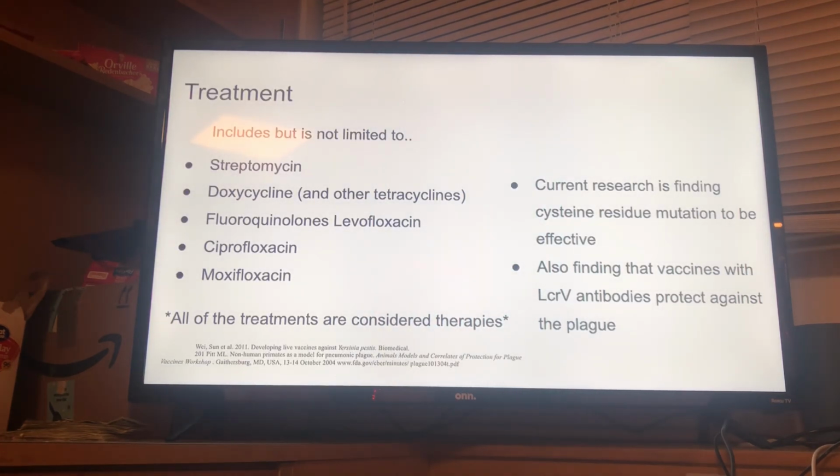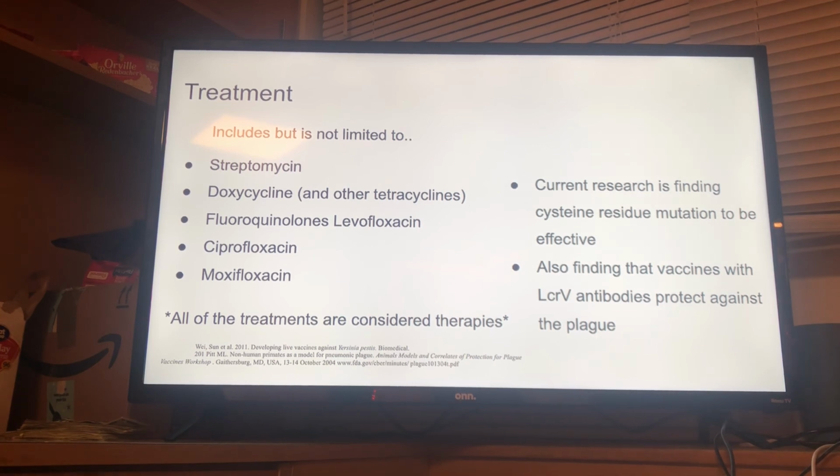Treatment for Yersinia pestis includes, but is not limited to, antibiotics: streptomycin, and I believe doxycycline. They both lyse the plasma membranes of these. It's a very strong lyser, if I can put it that way.